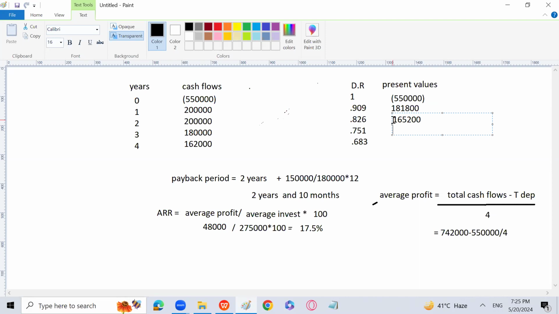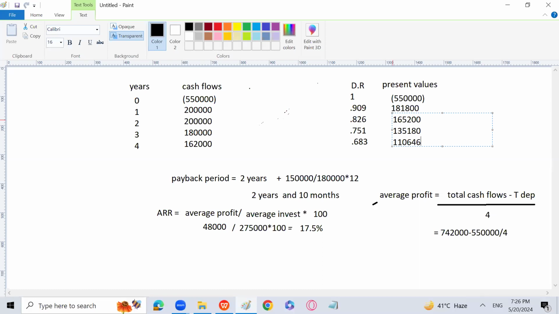Then 180,000 into 0.751. 135,180. Thank you. And then 162,000 into 0.683. 110,646.